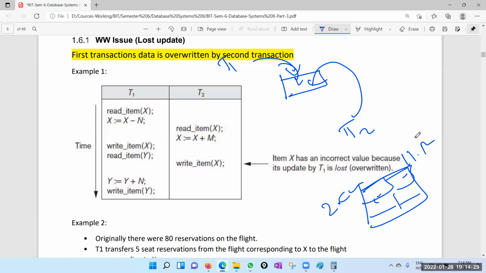Same thing, right? So now it's something like the previous write is useless because it is overwritten. So that is called the write issue.